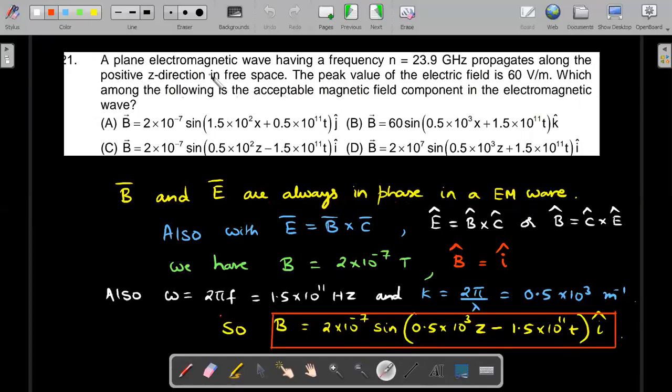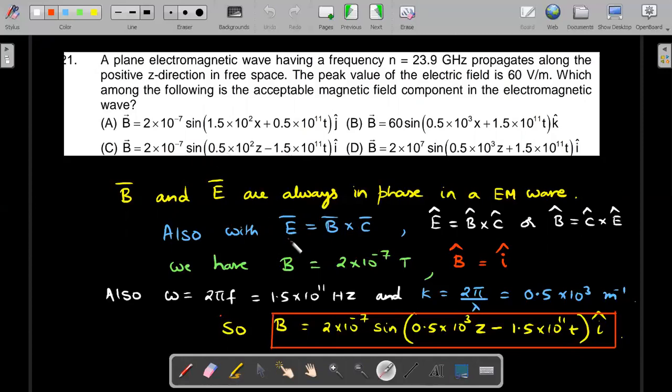He said the wave is propagating in the Z direction, right? So propagation in the positive Z direction means it should be omega t minus kz. On immediate inspection, if you see all the options, only C has the minus. So C is the only possible answer. But since I'm trying to explain, let's check the rest of the parameters also.